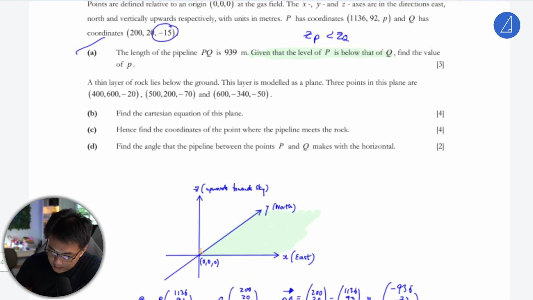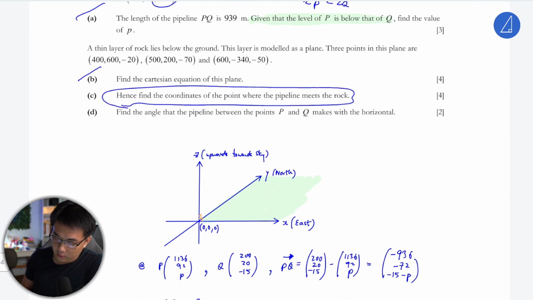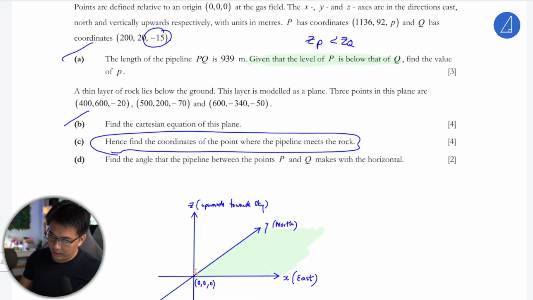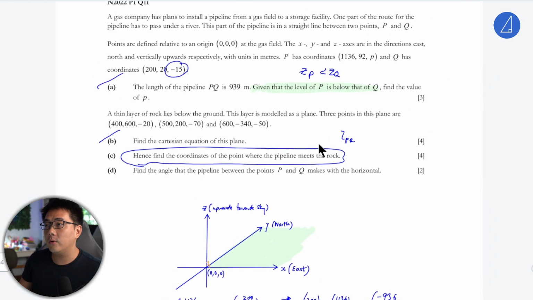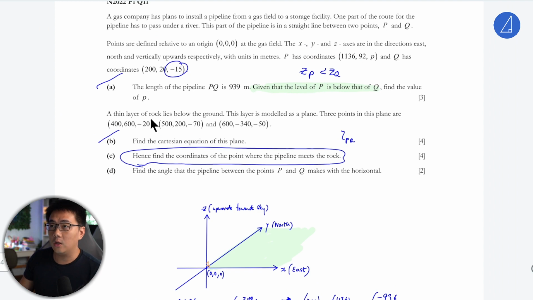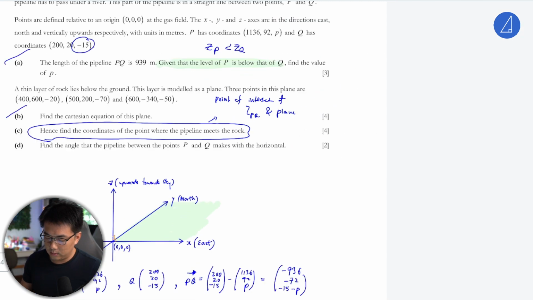So let's look at part C. So hence find the coordinates of the point where the pipeline meets a rock. Okay, I think this is pretty okay. What we need to do is just take L PQ, find the intersection between L PQ and the plane equation. That's about it. So I think we already have the coordinates of P and the coordinates of Q. So just form the line. So basically the point of intersection of L PQ and the plane. Okay, so that's what we're going to do.